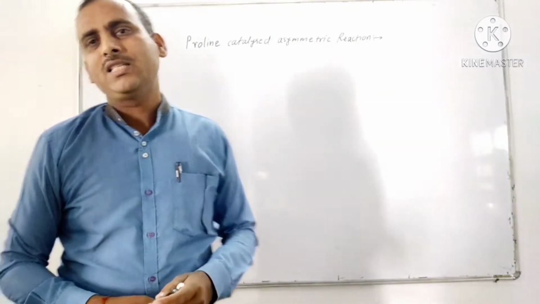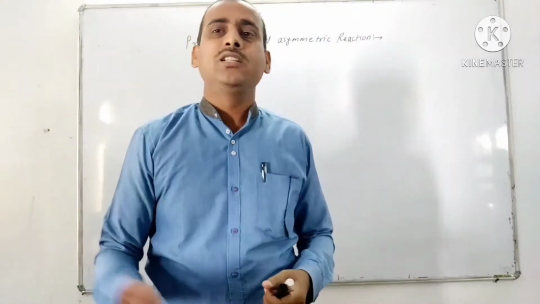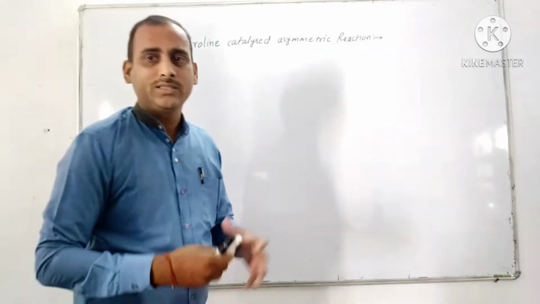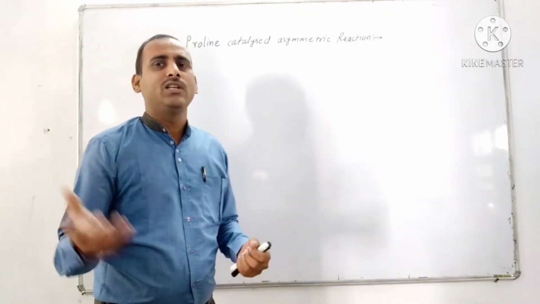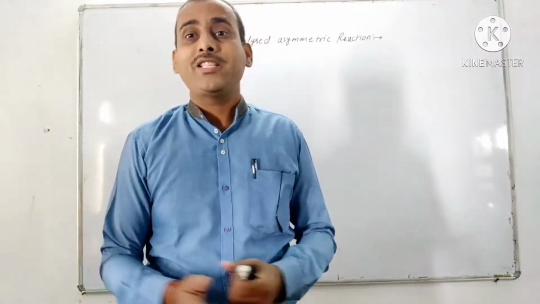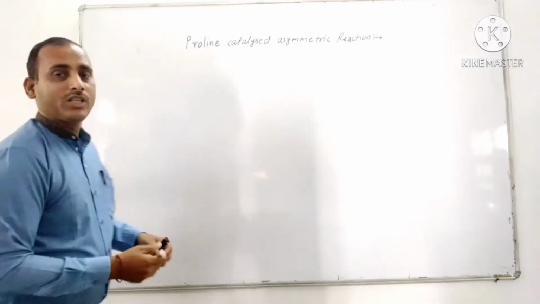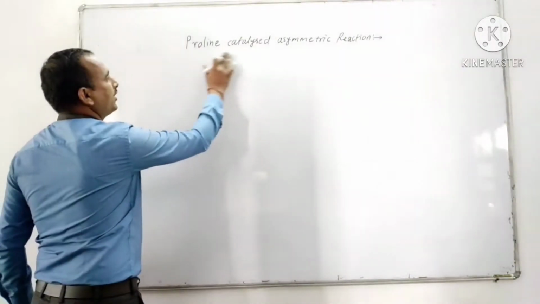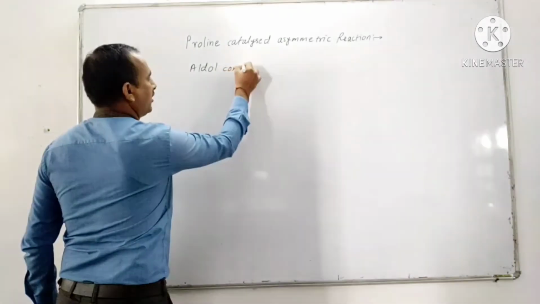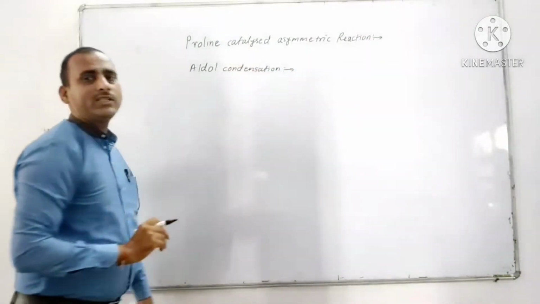Now, proline is used as a catalyst for aldol condensation reactions, and we get stereoselective isomers with more enantiomeric excess of the product by using S-proline or L-proline as a catalyst. So let's see the aldol condensation reaction by using the proline catalyst.